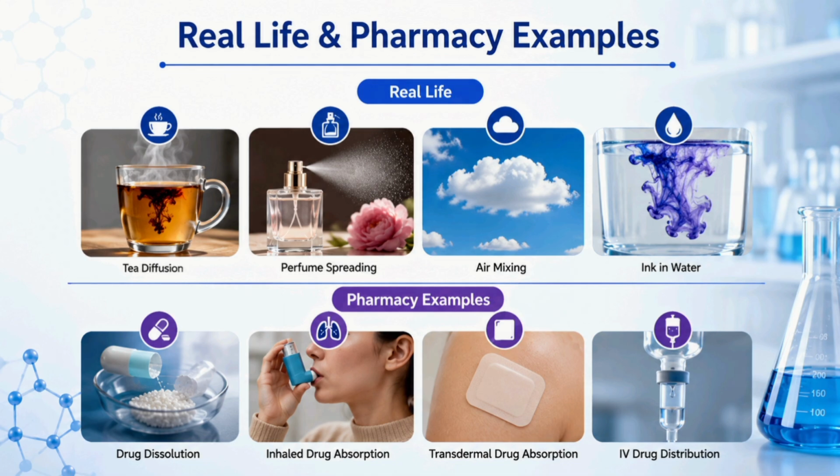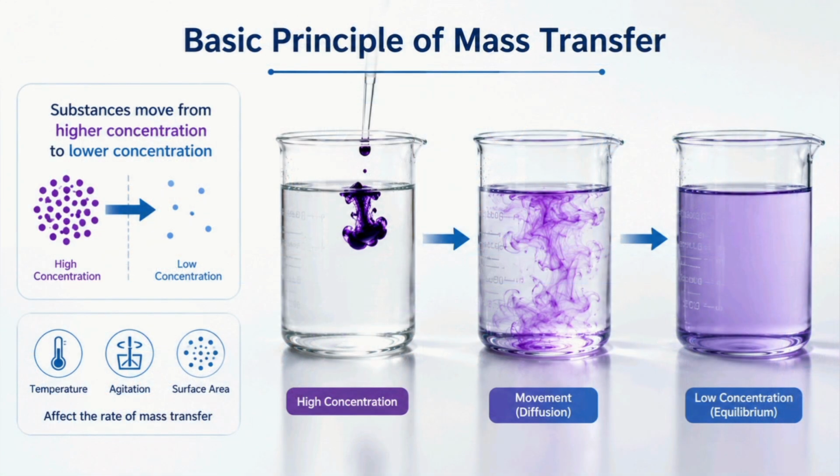Another example is dissolving glucose powder in water. At first, the glucose concentration is high near the powder particles, but slowly it spreads uniformly. This movement continues until the concentration becomes equal everywhere.